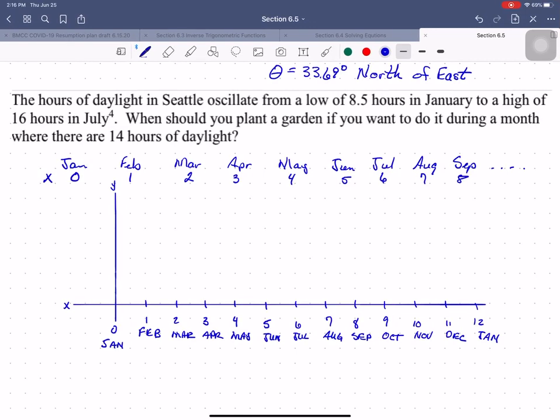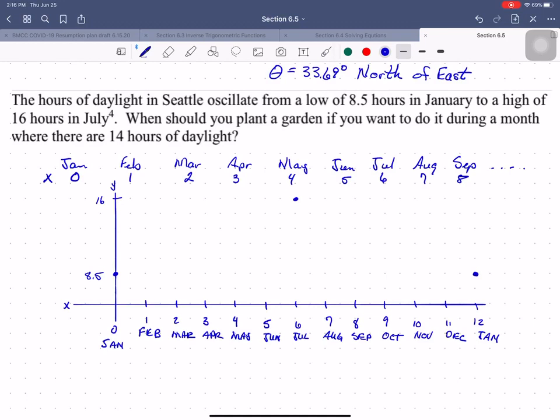So in January, I have 8.5 hours of daylight. In July, I have 16 hours of daylight. In January, again, how many hours of daylight am I going to have? I'm going to back down to 8.5.